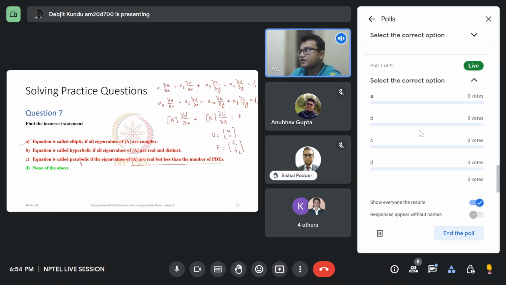So as we can see, all these three options are correct, and none of these statements are incorrect. So the incorrect one would be the last one, none of the above. Right? Okay, so I'll end the poll.